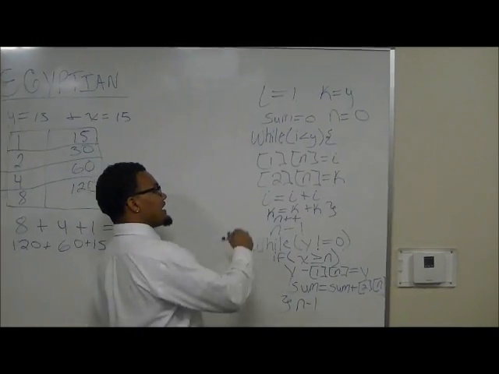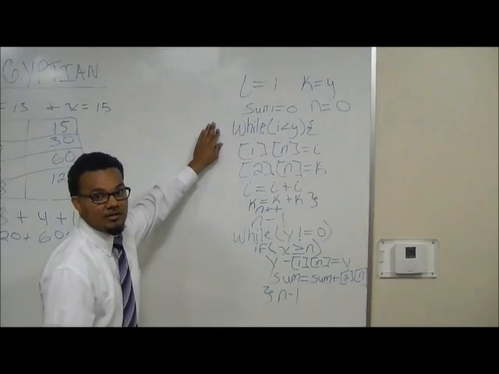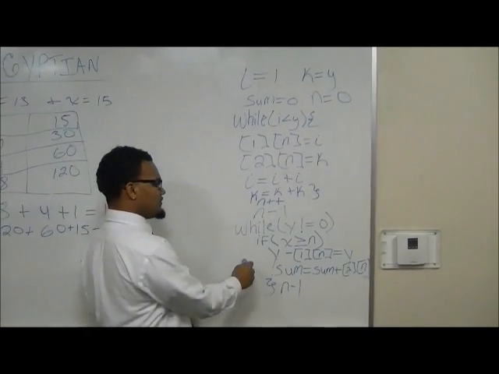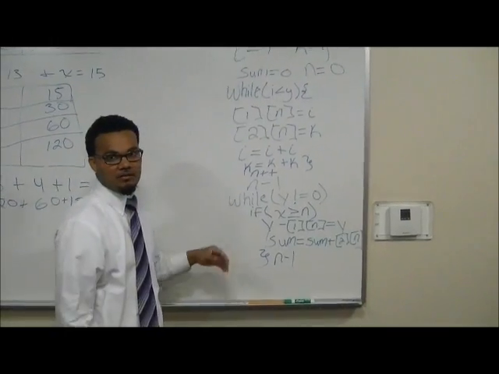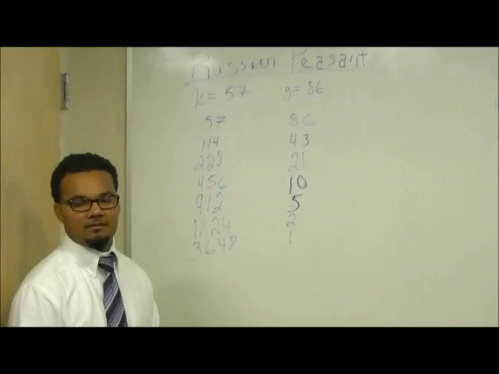Hi, this is the pseudocode for the Egyptian algorithm. The first while loop is creating a table with its values, and then the second while loop is basically going to take the sum of the values. And I will be showing you that in a real life example.